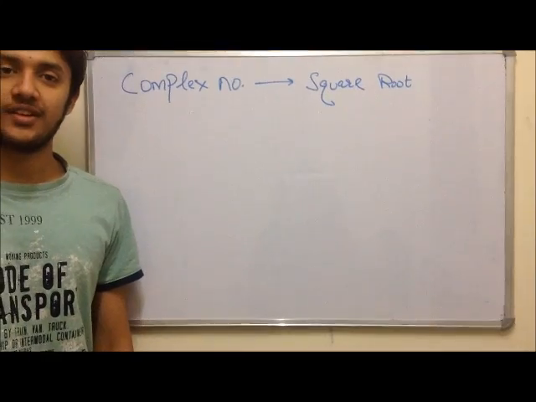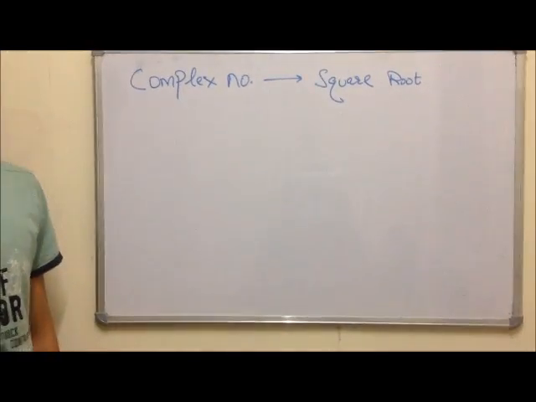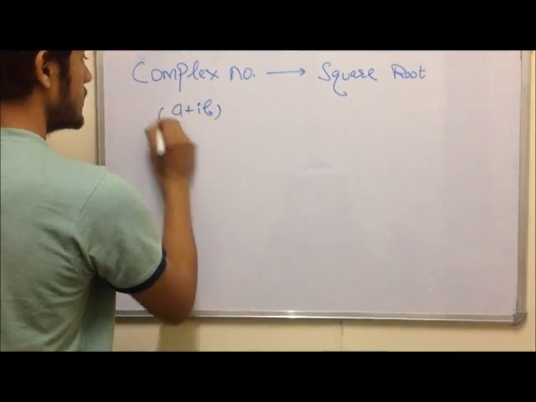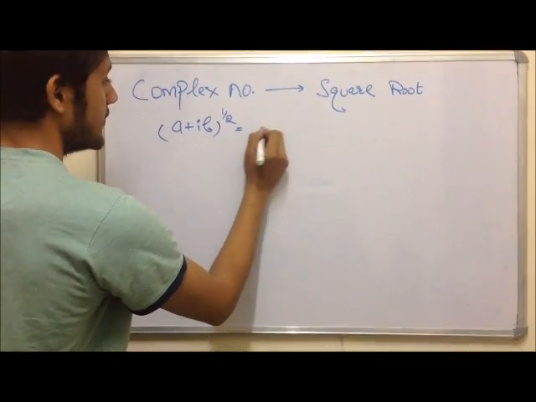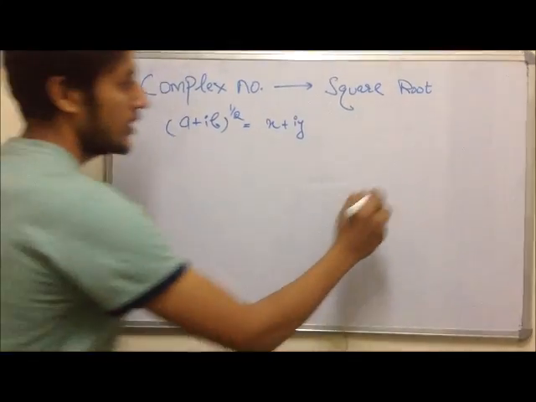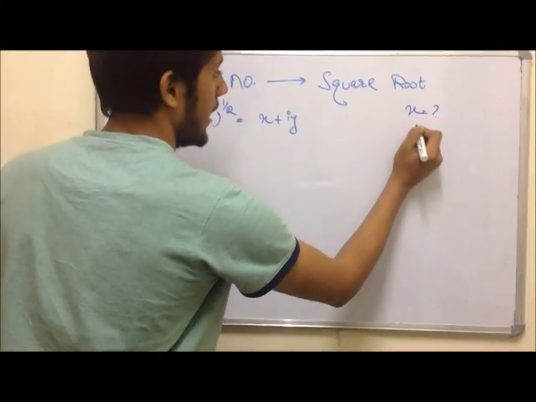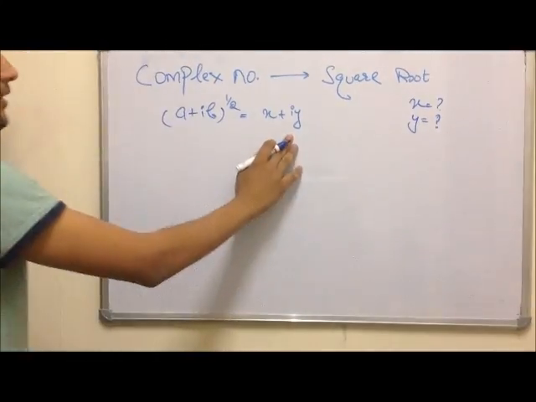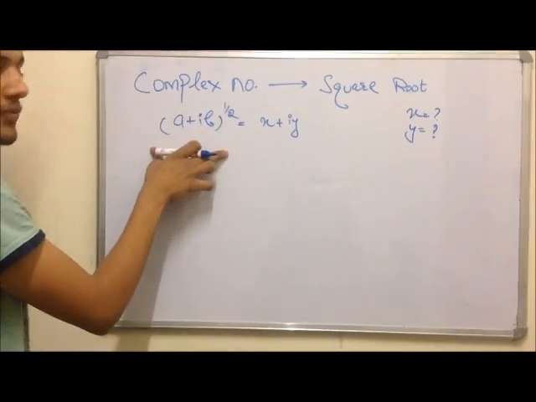Hello friends, today we will learn about complex numbers and square root of complex numbers. Let us consider a complex number a plus ib. So the square root of the complex number a plus ib will also be a complex number, which we call x plus iy. So basically we need the value of x and the value of y. Once we determine these two, we will determine the actual square root of the complex number a plus ib.